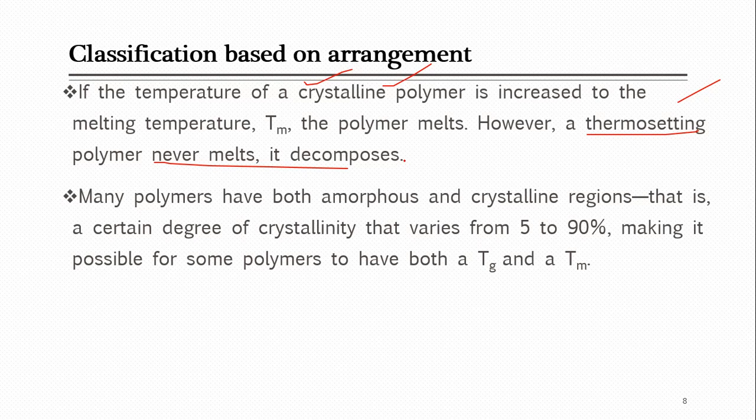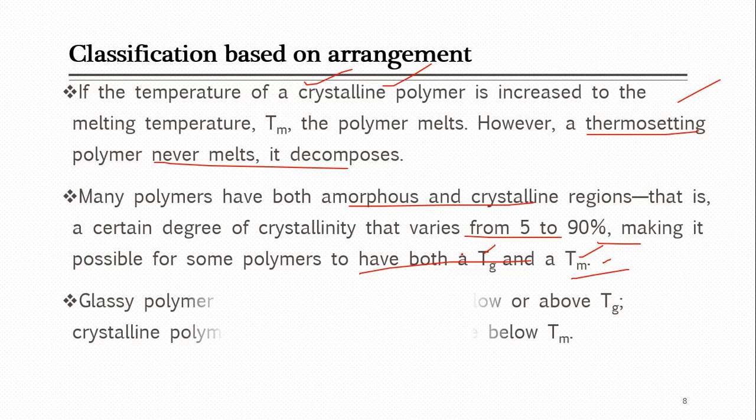When you look at the polymers available, they are usually somehow amorphous as well as crystalline. They are not purely amorphous or purely crystalline. Most of the polymers which are available contain some portion amorphous and some crystalline. So when a polymer is a mixture of amorphous and crystalline arrangement, it will have both Tg and Tm. Tm, the melting temperature, is a property of crystalline polymer, and Tg is a property of amorphous polymer.